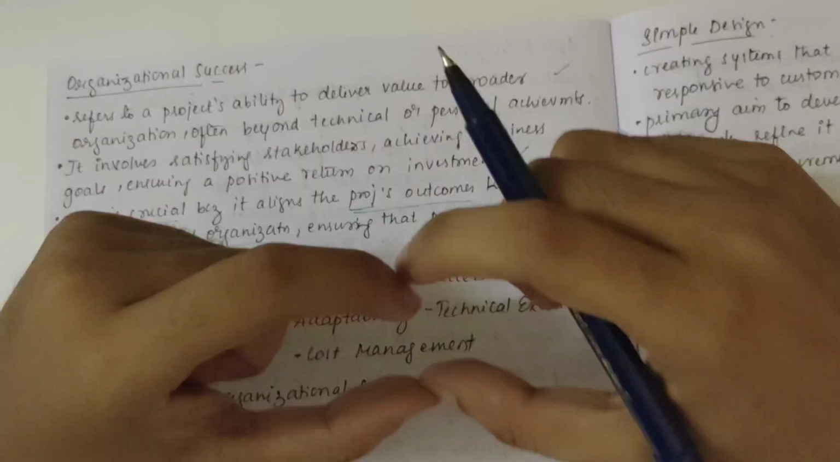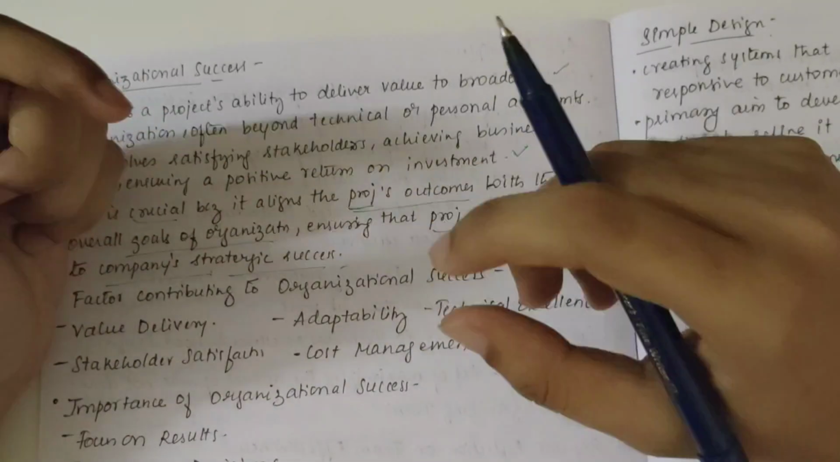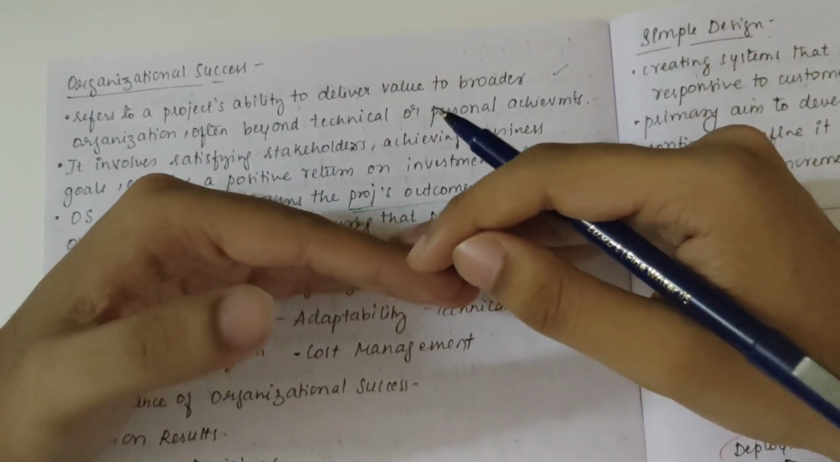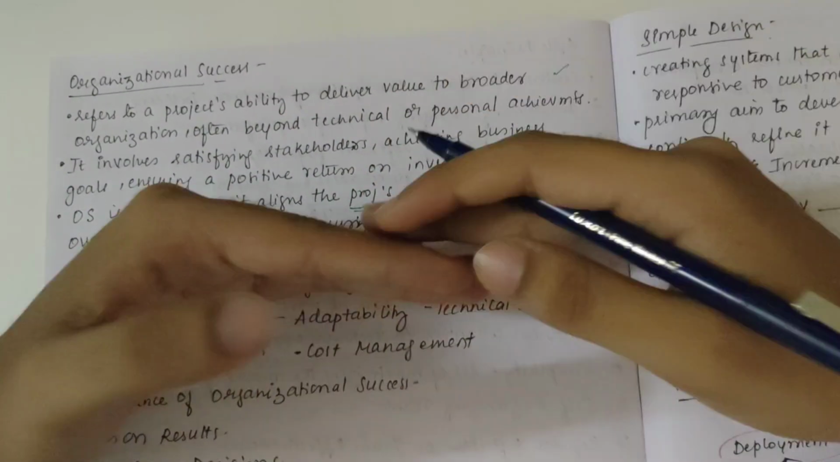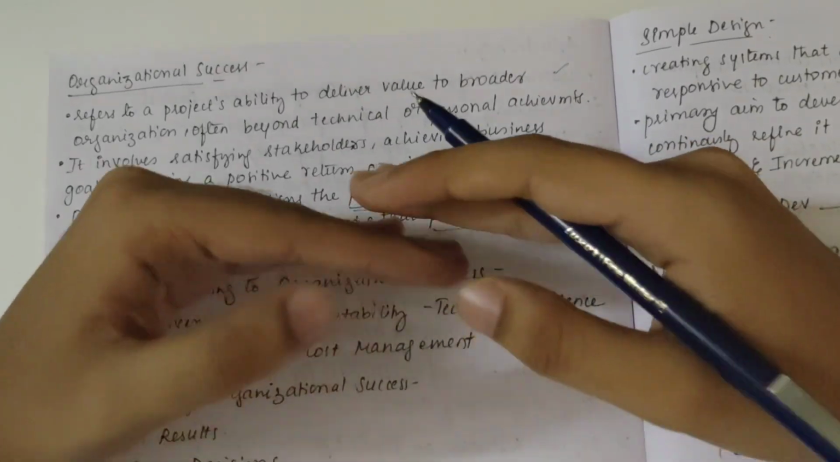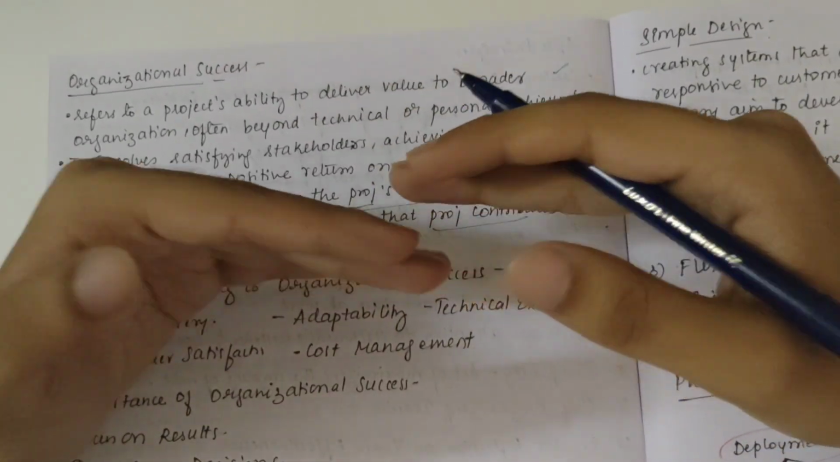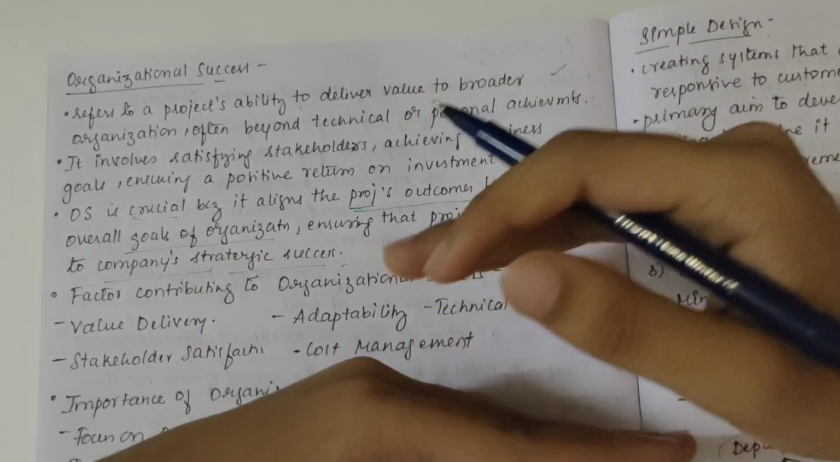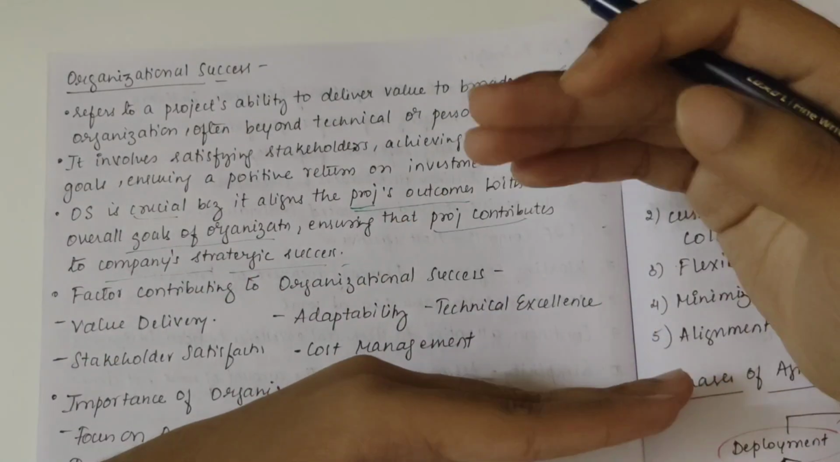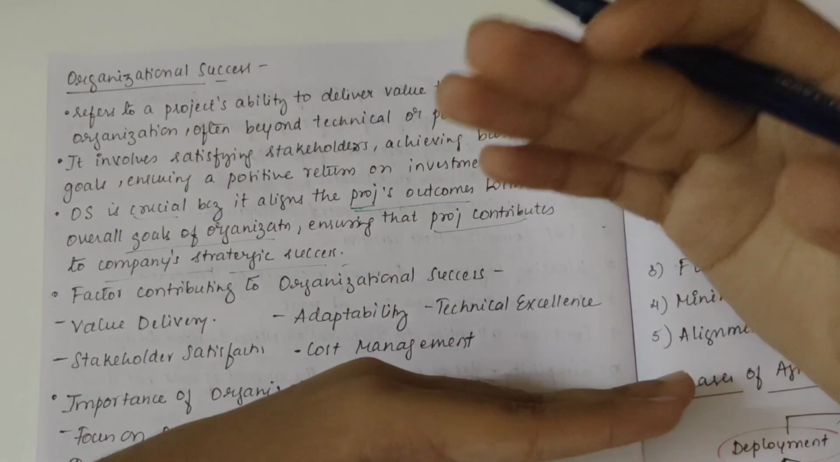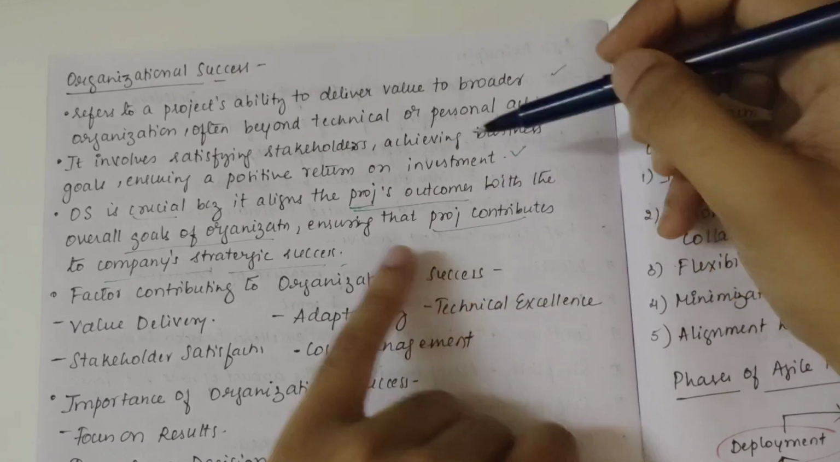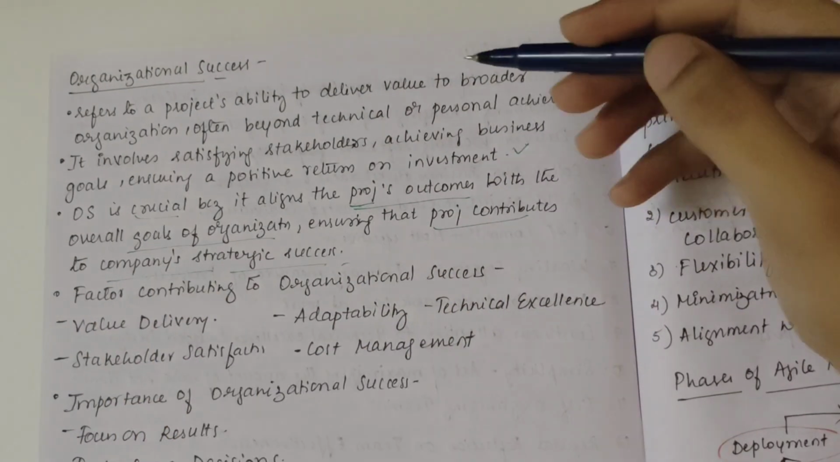So when one project becomes a success, it adds up to the goals of the organization. Each and every organization has a goal to reach success, right? Each and every organization has a goal to complete a project and deliver it successfully to the user. So when these things are met, they become a stepping stone for the company to reach extreme heights. So a project contributes to the company's strategic success.